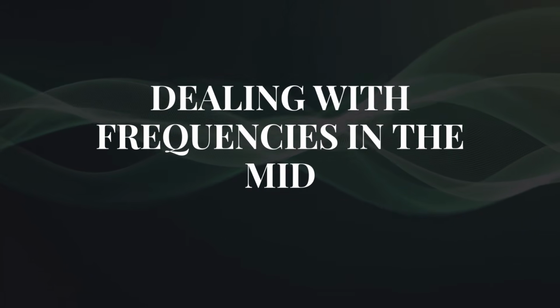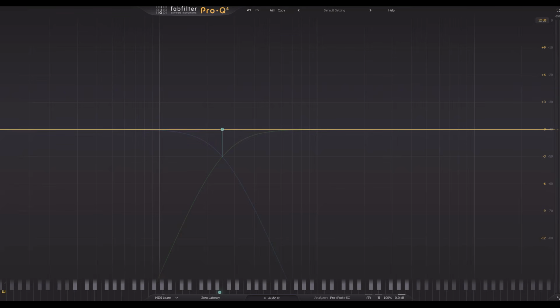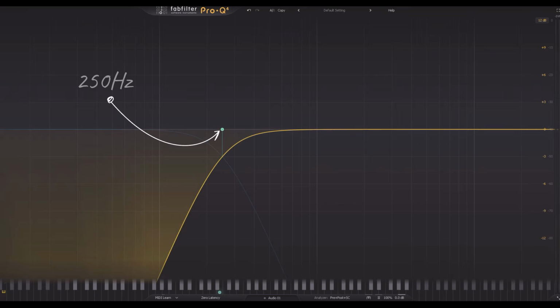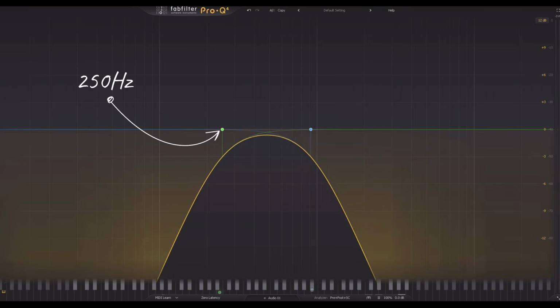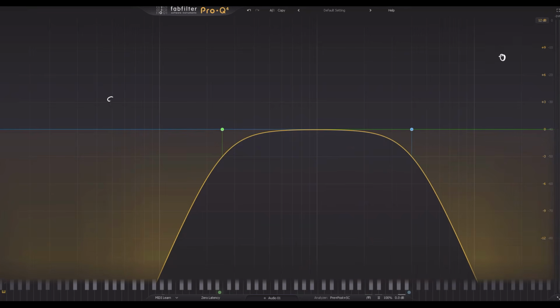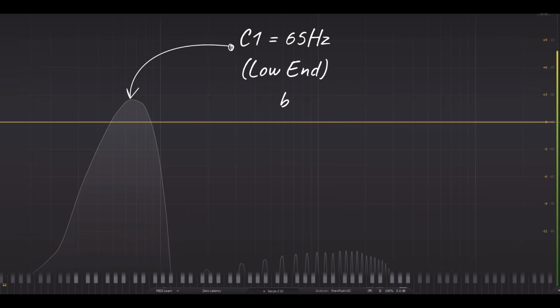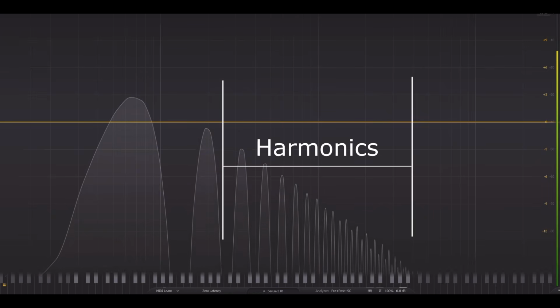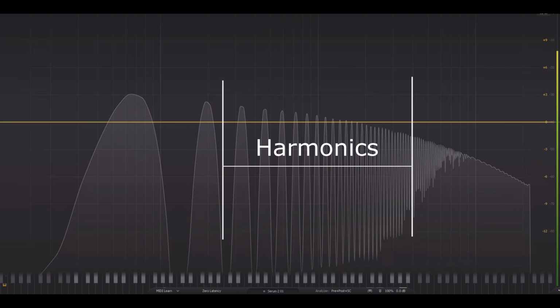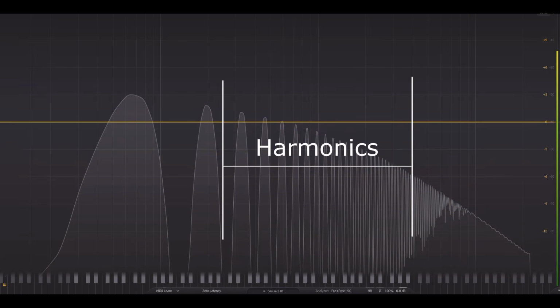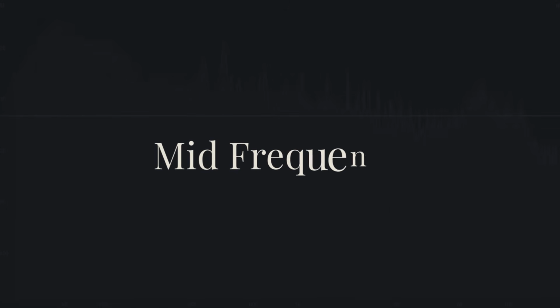Dealing with frequencies in the mid-range. Let's take a look at the mid-frequency range, which spans from around 250 Hz all the way to 4K. In the mid-frequency cluster, we have the associated frequencies, known as the harmonics, which give identity to the sound source, allowing the listener to identify what they are actually hearing. Here we can split it up further.